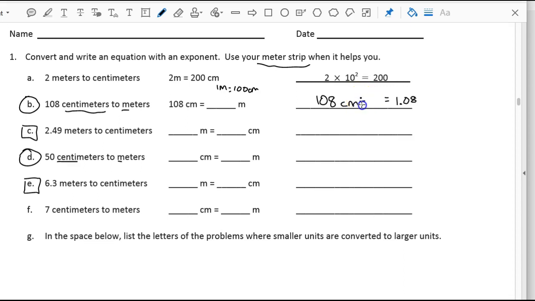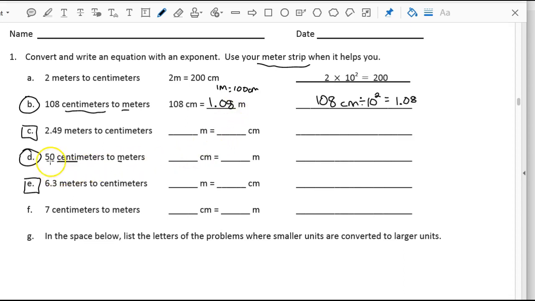And so in order to get to that, what did we do? We divided by, we could say 100, but this says we need to be using exponents. And remember that 10 times 10 is the same as 100. So when we go to write it with an exponent, we think about that. How many 10s are you multiplying times itself? 2. So we can put our answer over here, 1 and 8 hundredths of a meter.